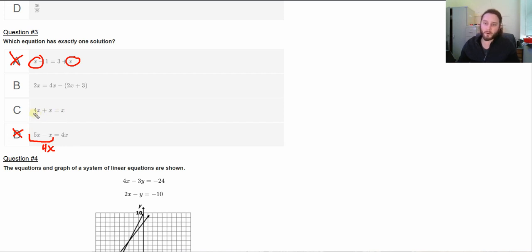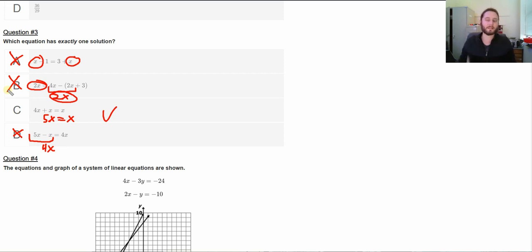This one, I have 4x plus 1x, which would be 5x equals 1x. This one is probably going to be the answer. And if I double check over here and get rid of those parentheses, and I do 4x minus 2x, I'm going to get 2x. And I will have a positive 2x on both sides of the equation, which means it's either going to end up as infinite or no solution.